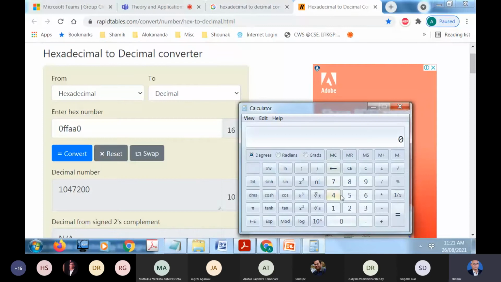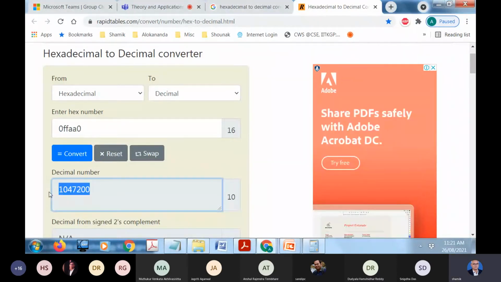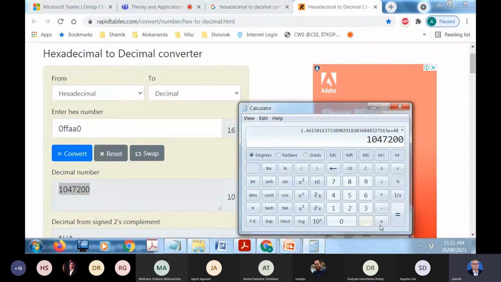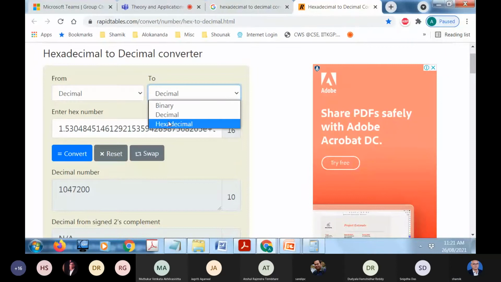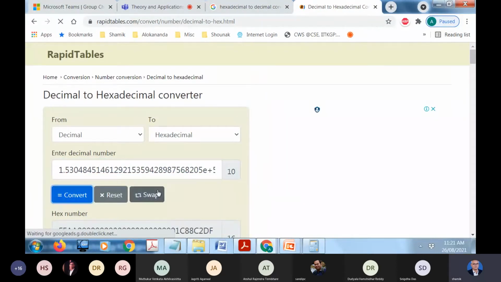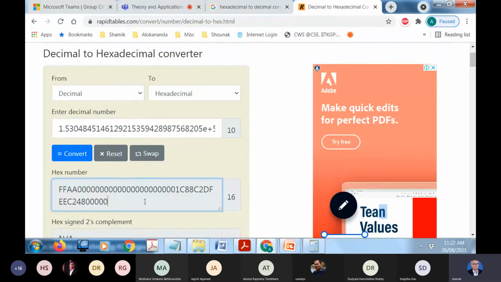Now let us use a calculator. 2 raised to the power of 160, which we multiply with this number. I do a Control C, Control V, and I get something like 1.53 and so on, into 10 raised to the power 54, which is similar to what they had. Now we enter this here and convert it from decimal to hexadecimal, and we get a hex number like this.